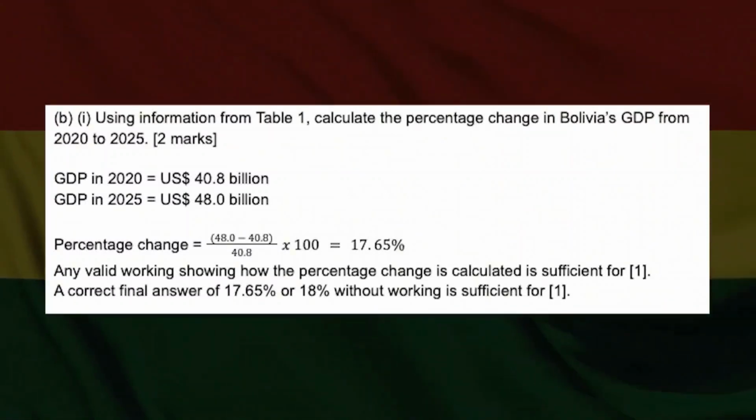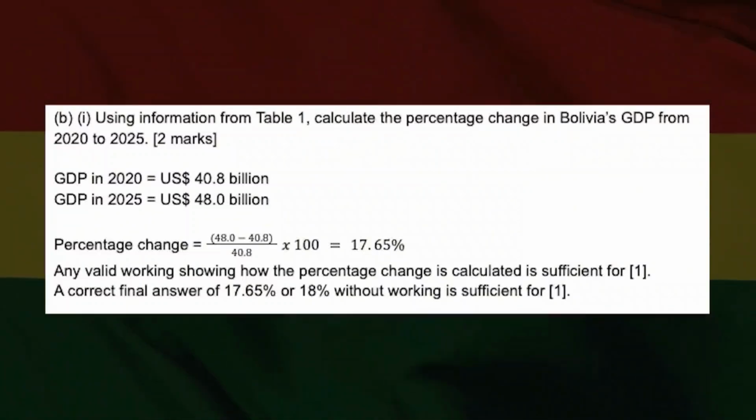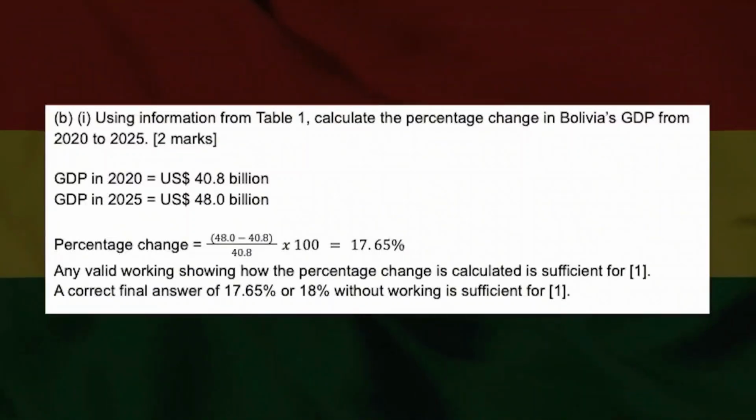GDP in 2020 equals $40.8 billion US. GDP in 2025 equals $48.0 billion US. Percentage change equals (48.0 minus 40.8) divided by 40.8, then multiplied by 100, equals 17.65%. Any valid working showing how the percentage change is calculated is sufficient for 1 mark. A correct final answer of 17.65% or 18% without working is sufficient for 1 mark.